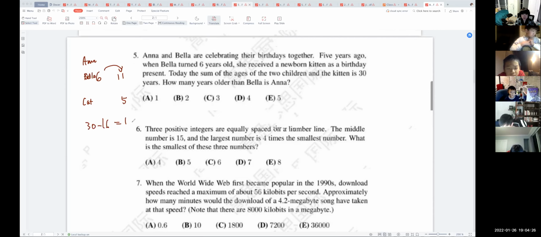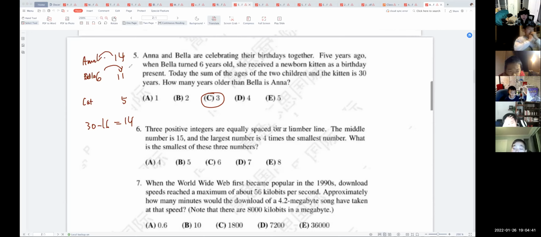Do we have to calculate 5 years ago? No, because when Anna is 3 years older than Bella, 5 years ago or 5 years later, she's always 3 years older than Bella. The difference between these two people is still the same. So that's why the answer is C. Correct, everybody? So let's take a look at number 6, okay?